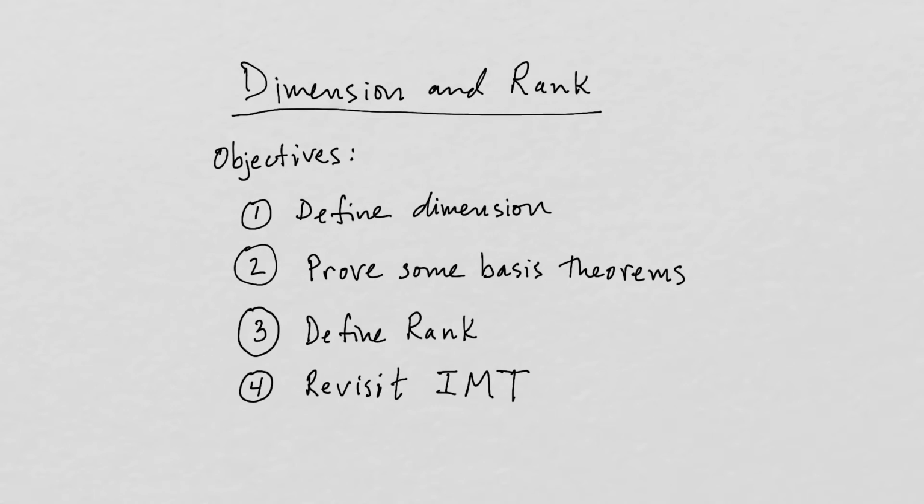This video is about the dimension of a vector space and the rank of a matrix. We have 4 objectives. We are going to define dimension. We are going to prove some theorems about bases and dimension. We're going to define rank. And finally, we're going to revisit the invertible matrix theorem.